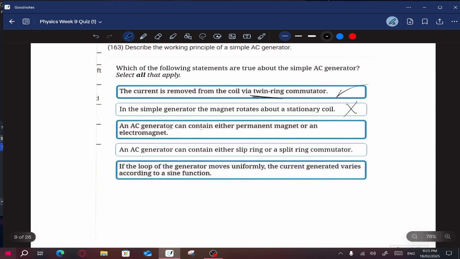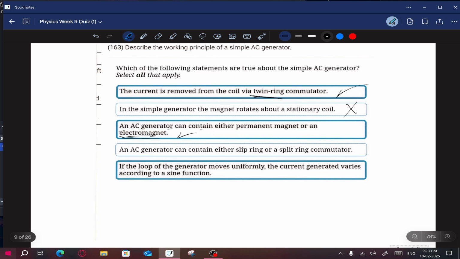An AC generator can contain either a permanent magnet or an electromagnet. Remember, we said an electromagnet from the previous question. It is not permanent. It can be switched off. So this is also correct, though I just wanted to differentiate further to explain it further. An AC generator can include a permanent magnet or an electromagnet.